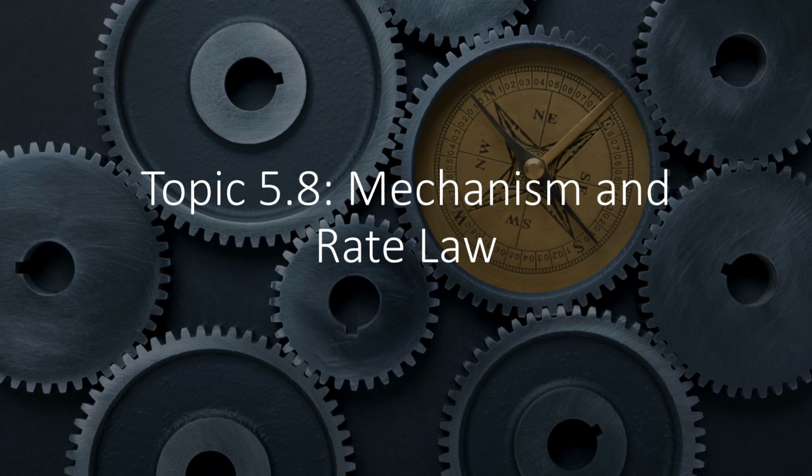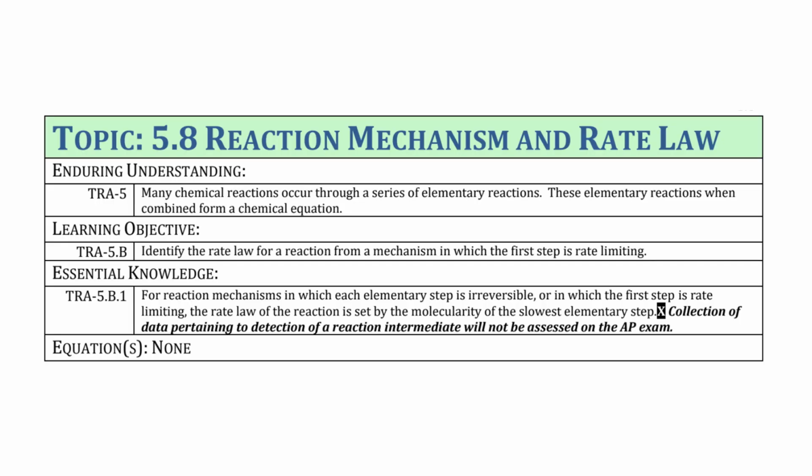Hello, this is topic 5.8, the chemistry, mechanism, and rate law. The objective of today is to be able to identify the rate law for a reaction from a mechanism if the first step is the rate limiting. So this is going to lead us into what happens if our rate limiting step is not the first one. So this is an intro into this, or easing up into that.